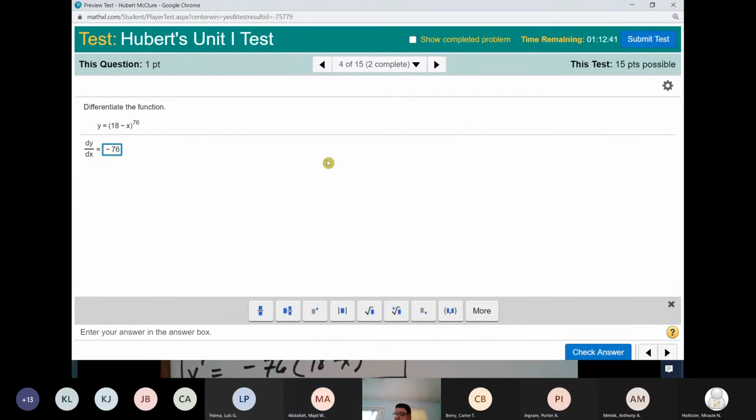Negative 76, parentheses 18 minus x, close parentheses, shift up to the 75th power, and we should feel good about ourselves.